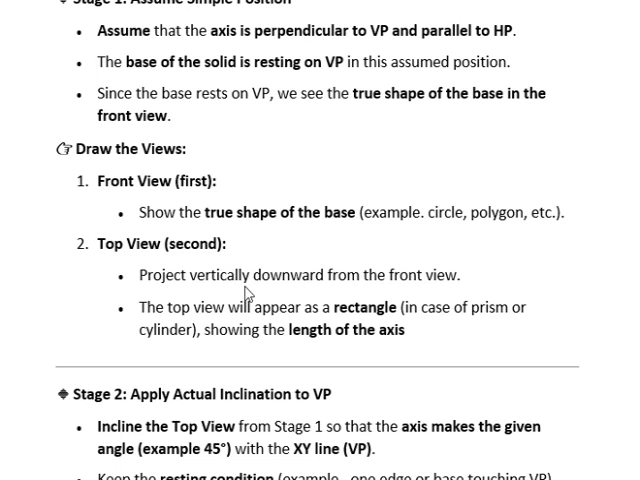In the top view, for getting the stage 1 top view, we have to project vertically downward from the front view. The top view will appear as a rectangle in the case of a prism or cylinder. It shows the true length of the axis. So this is stage 1.